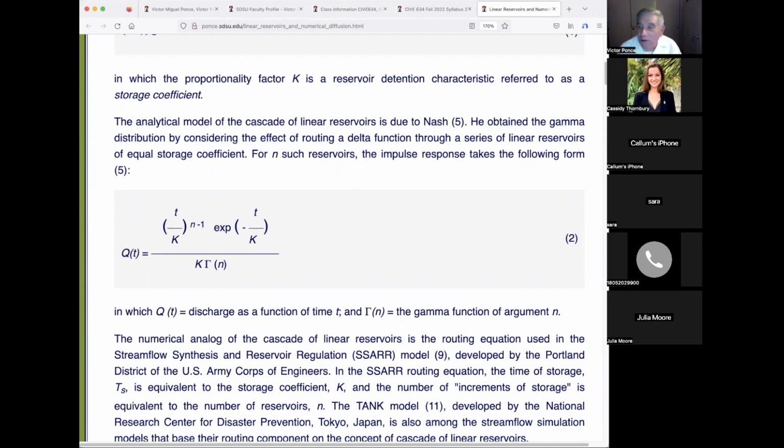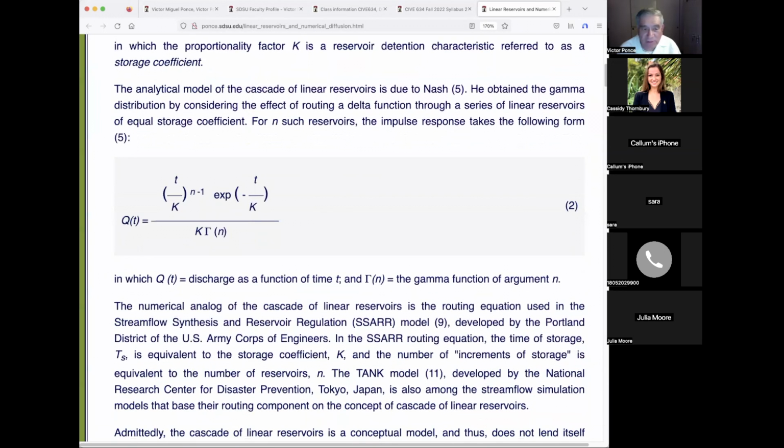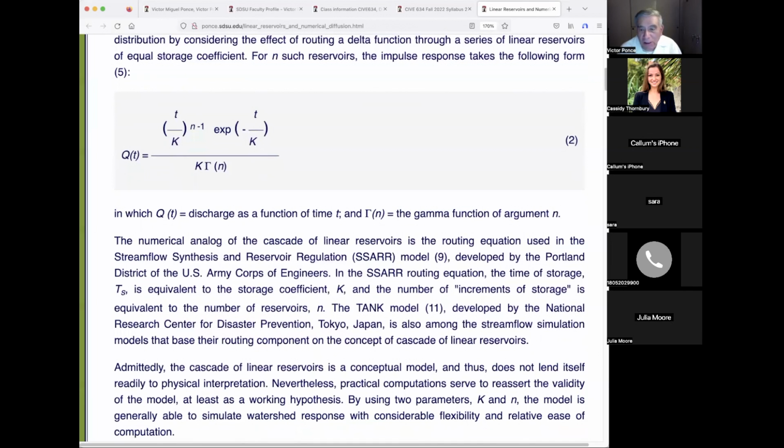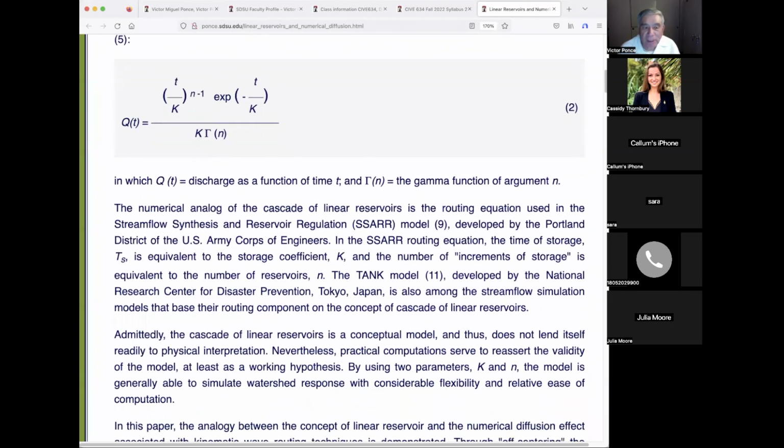So this mathematical concept gives you the answer to the cascade of linear reservoirs. Because anything that we do here numerically can be done analytically through this gamma function, by the way. And that is why the thing works so well. I'll explain that later on in more detail. So the numerical analog is the routing equation used in the SAR model, developed by the Portland District of the U.S. Army Corps of Engineers.